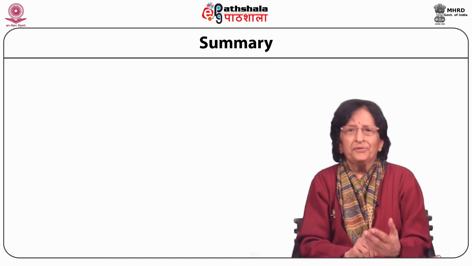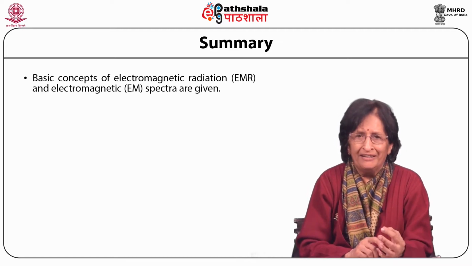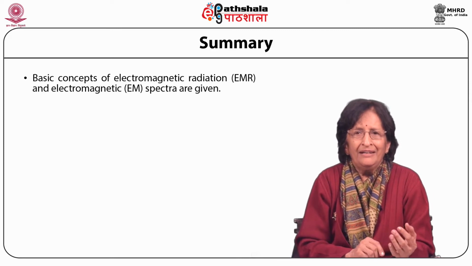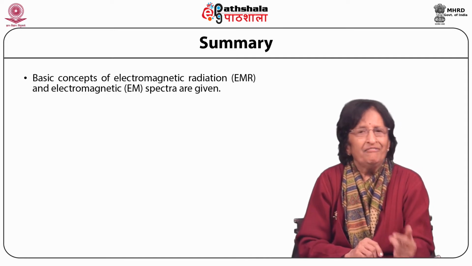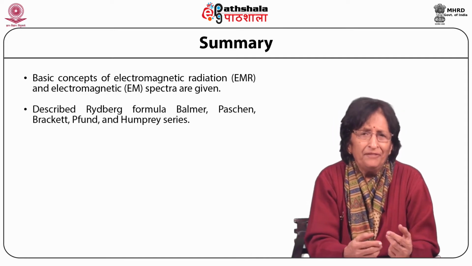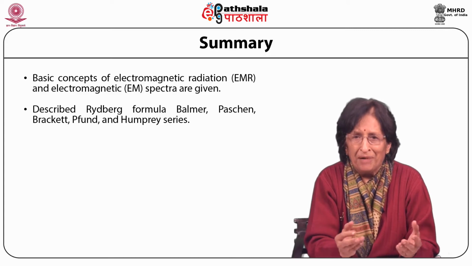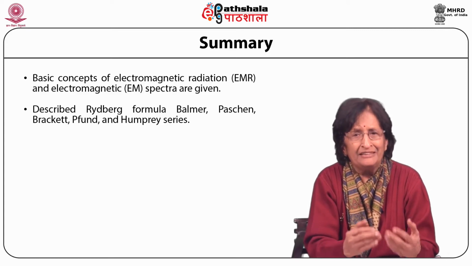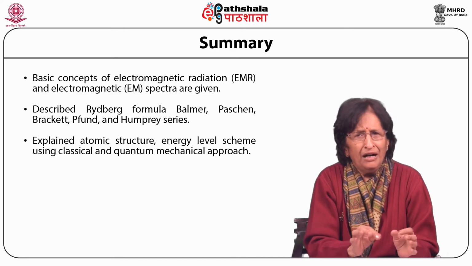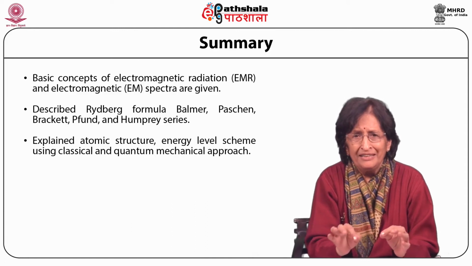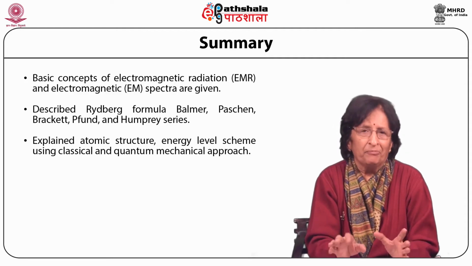So, students, let me now summarize what we have learnt in this module. First, we tried to understand basic concepts about electromagnetic radiation, and electromagnetic spectra are explained. Then we tried to describe different spectral series, by giving the Rydberg formula, describing the Balmer series, Paschen series, Brackett series, Pfund series, and Humphreys series. We explained how atomic structure and energy levels came using classical as well as quantum mechanical approaches.